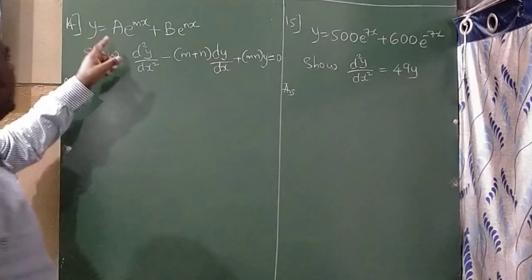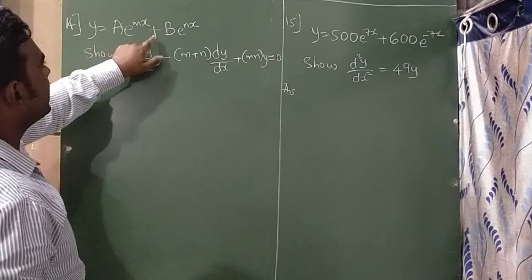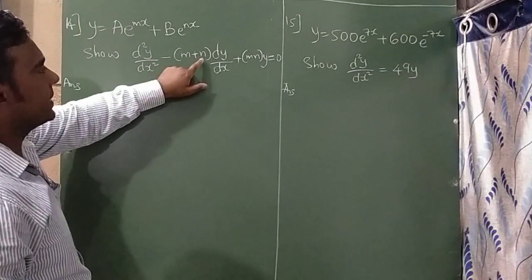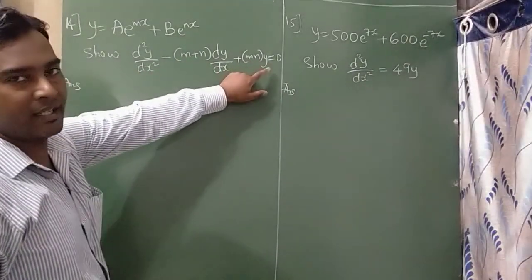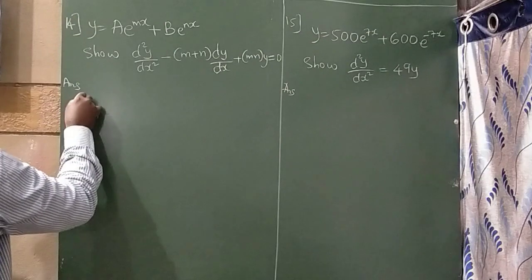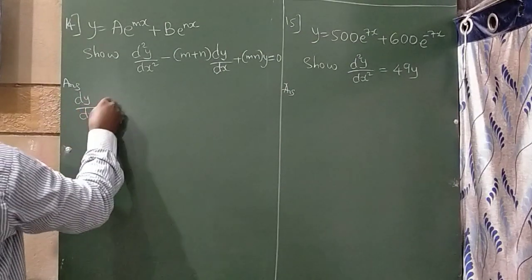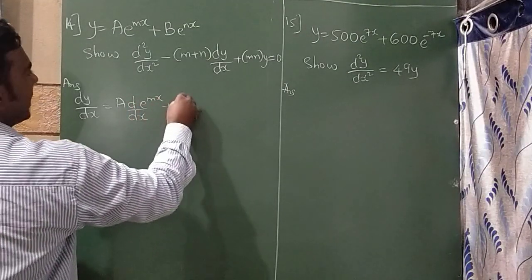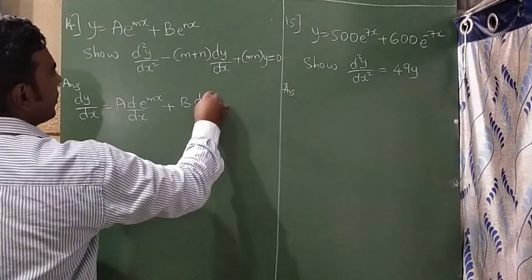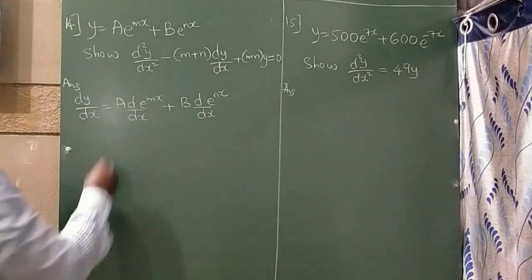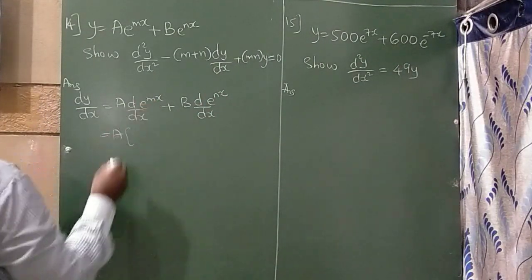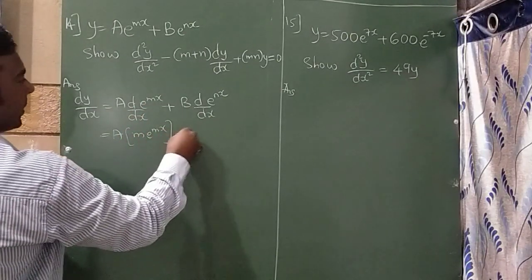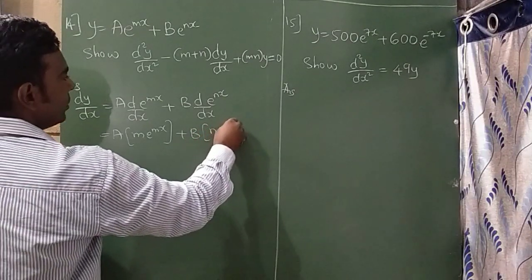Your 14th question: y is equal to a e raised to mx plus b e raised to nx. Show that d square y upon dx square minus (m plus n) dy by dx plus mn into y is equal to 0. So first I am going to differentiate this. dy upon dx, a outside, d by dx of e raised to mx plus b d by dx of e raised to nx. As per the formula of e raised to x, d by dx of e raised to mx is m into e raised to mx plus b n into e raised to nx.